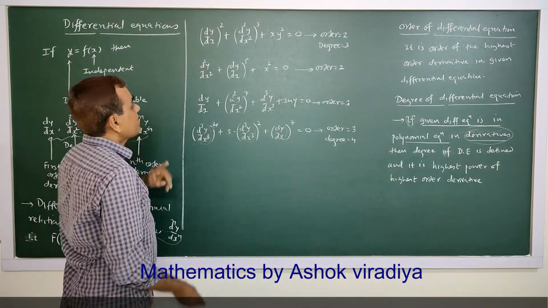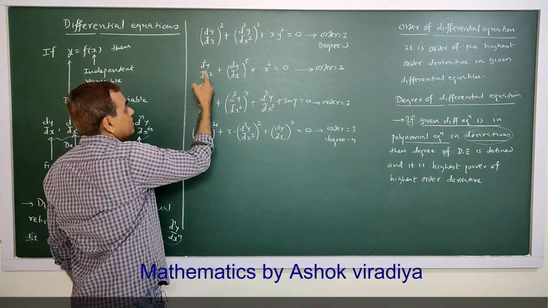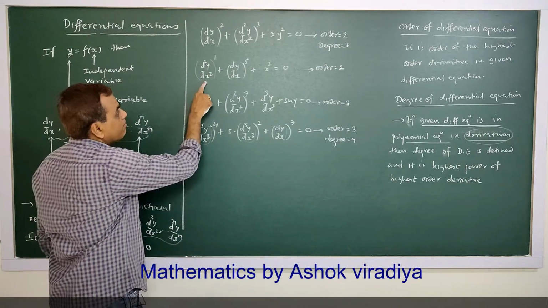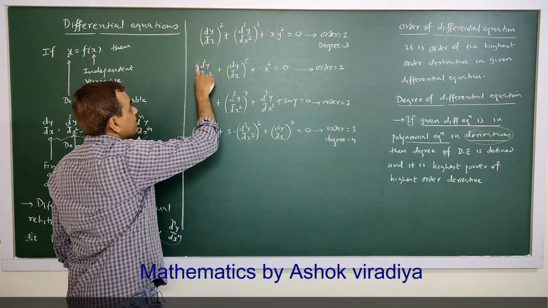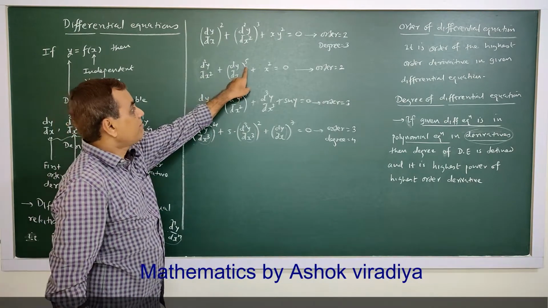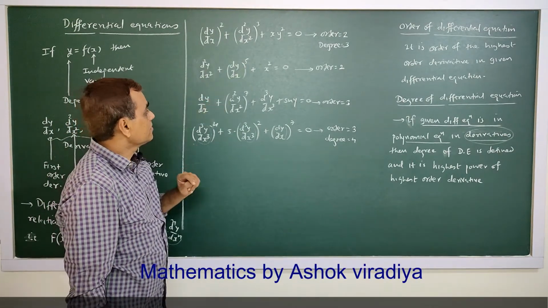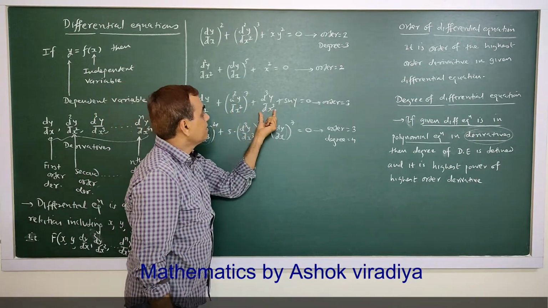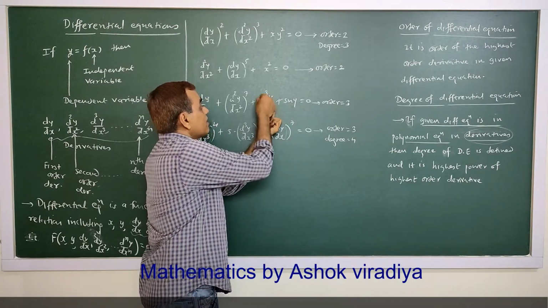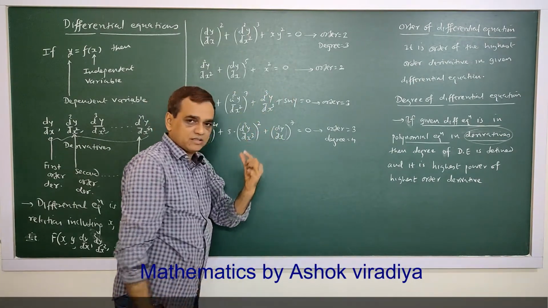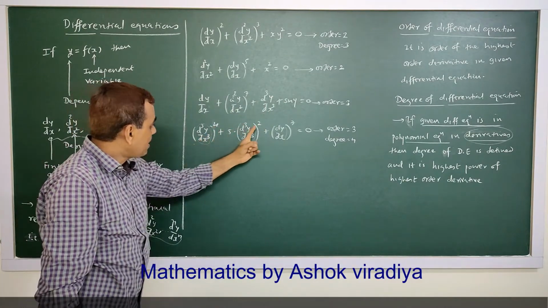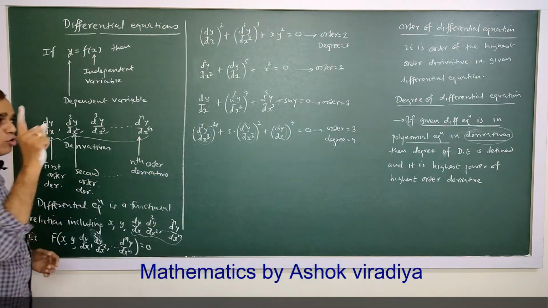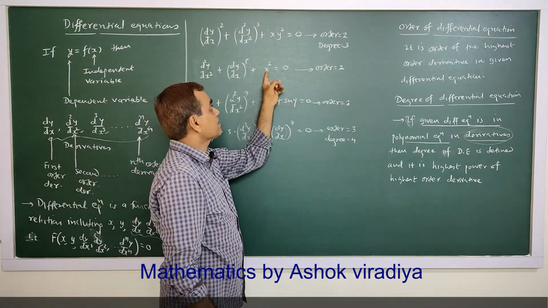Here say d²y/dx², what is its power? If nothing is printed, consider it as 1. So here the power is 1, and 1 is a positive integer. Here the power is 5, here the power is 1, here the power is 7, here this is a third order derivative and its power is 1. Here the power is 4, 2, 7. Check the power of derivatives only, don't check the power of y or x.